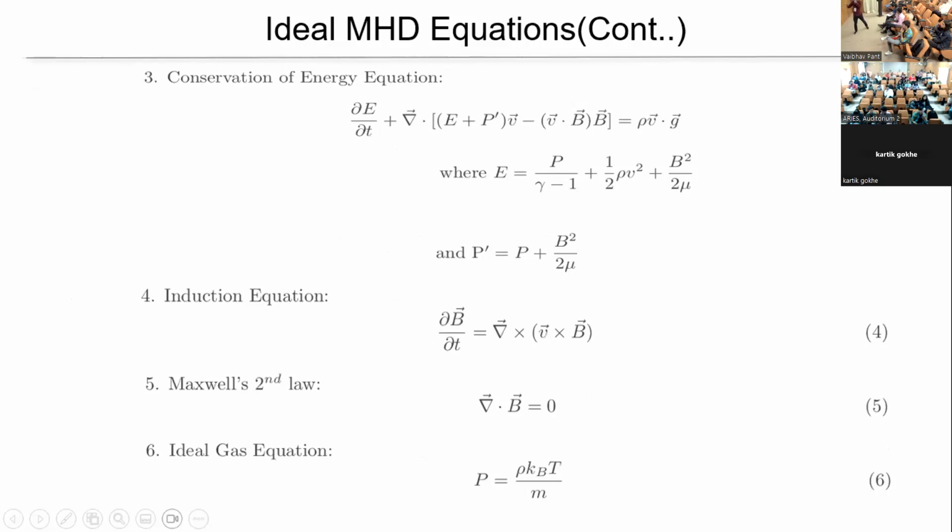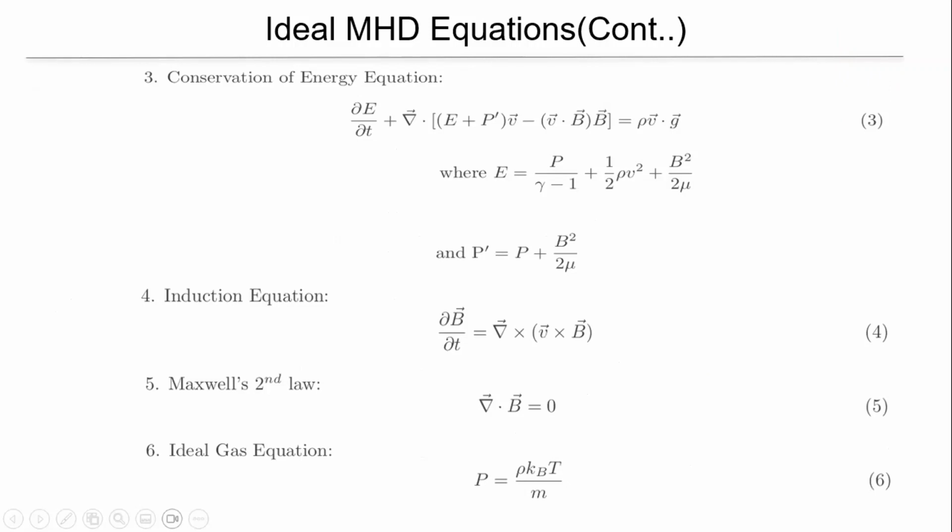Going to the energy equation, we have this energy E, where this term represents the internal energy due to the pressure. This is the kinetic energy, and this is the magnetic potential term. This is also for the P dash which we used. This is also in the conservative form, in a similar way: the change in some quantity plus the divergence of that quantity is equal to rho v dot g, because there is gravity due to the mass here.